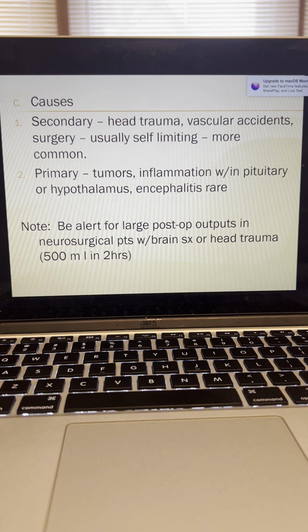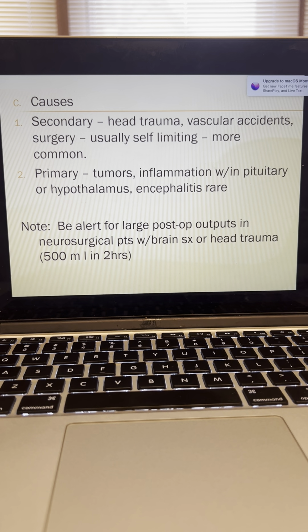Causes, secondary, would be head trauma, vascular accidents. Surgery usually is very self-limiting, and that is the more common cause, a secondary issue. Primary issue might be some type of tumor, inflammation within the pituitary or the hypothalamus, and encephalitis is fairly rare.